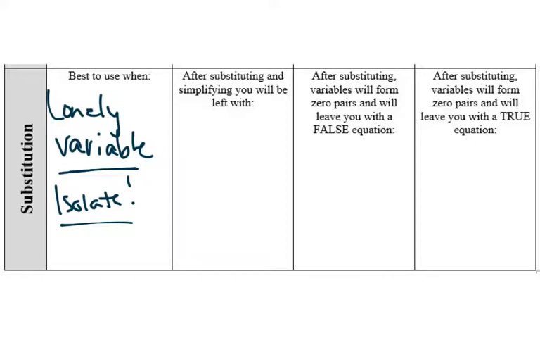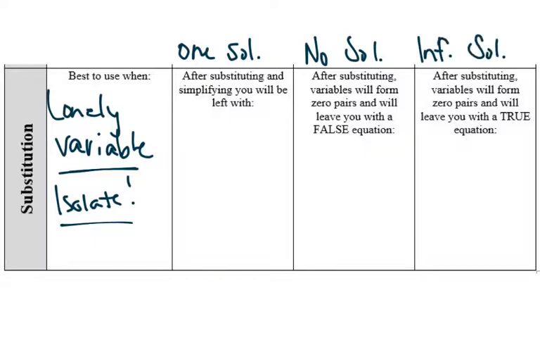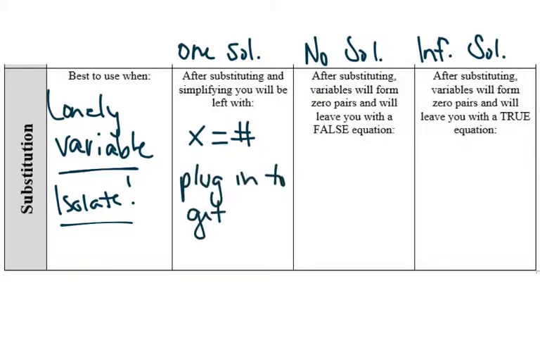So you are still left with some different solution types, right? You've got one solution, no solution, and infinite solutions. And so what does that look like? Well, one solution is pretty straightforward. You do the math, you get, let's say, x equals a number, and then you have to plug back in to get y, for example. One solution would mean you get an x and y value, just like we did with graphing.